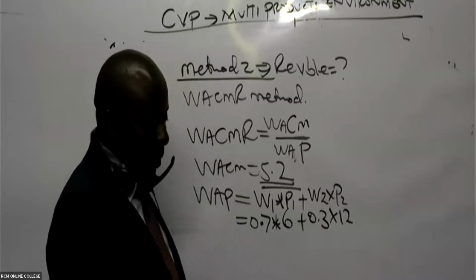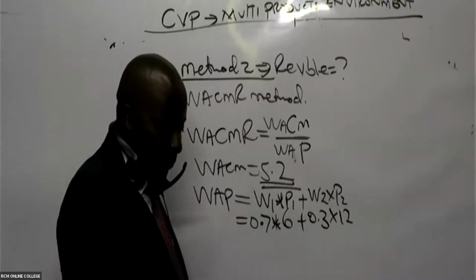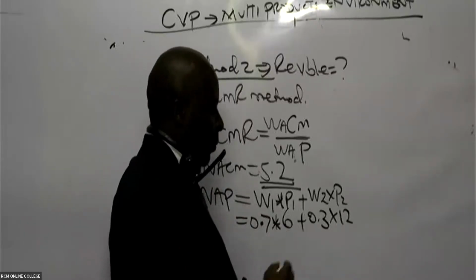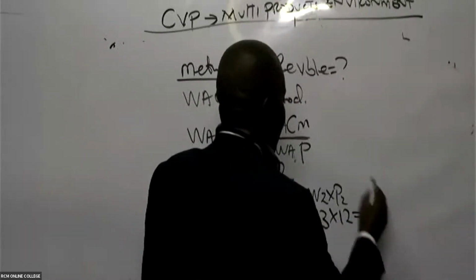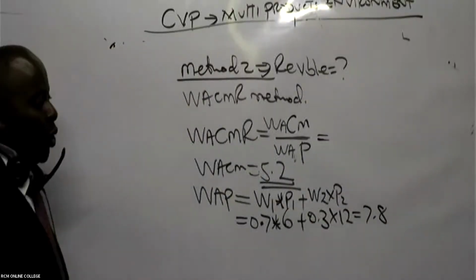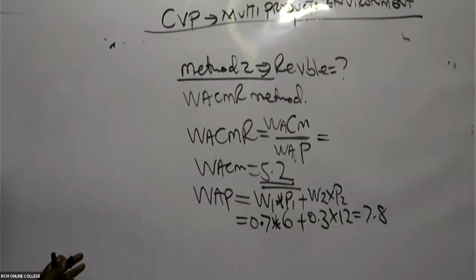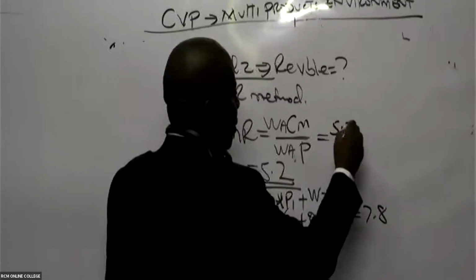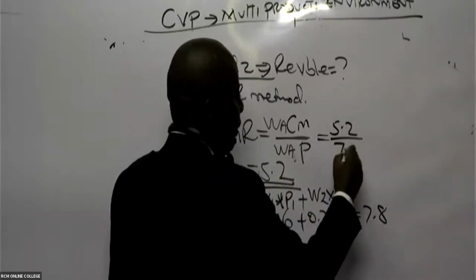So this will end up giving us what figure? 7.8? 7.8, isn't it? So then please go here and substitute. Already now you have everything. So we know that our WACM is 5.2 and our WAP is 7.8.